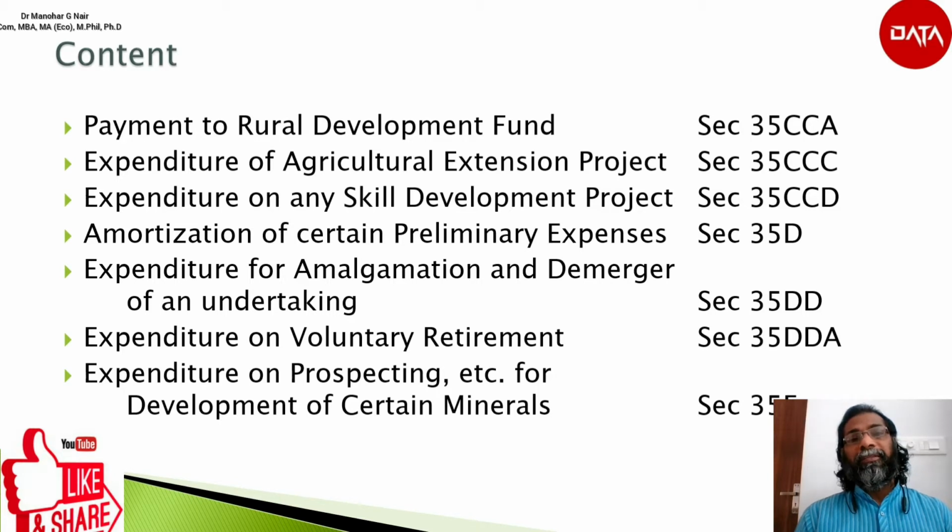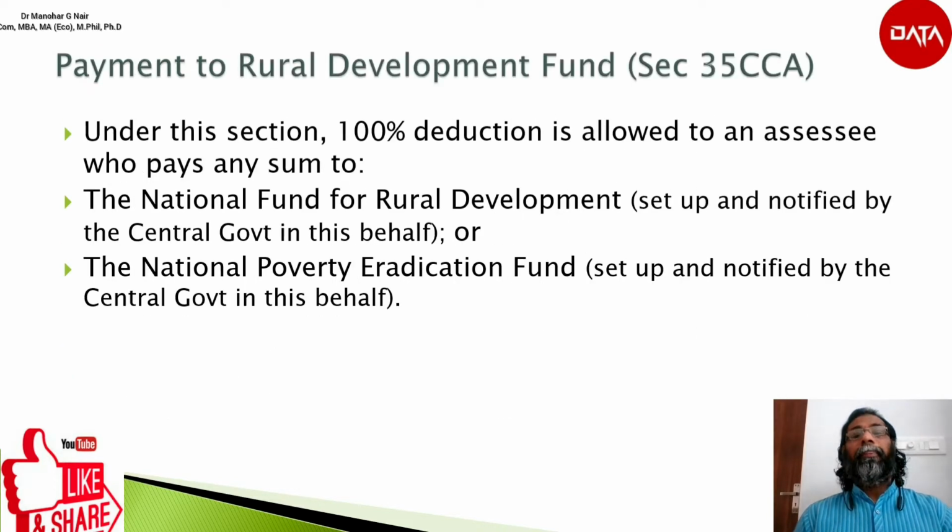So each one of these we will deal in detail, its theoretical part and the deduction eligibility if the assessee is having such kind of a business. So the first one is payment to Rural Development Fund. Under this section, 100% deduction is allowed to an assessee who pays any sum to the National Fund for Rural Development, which is set up and notified by the central government in this behalf. Second one is the National Poverty Eradication Fund, which is also set up and notified by the central government in this behalf.